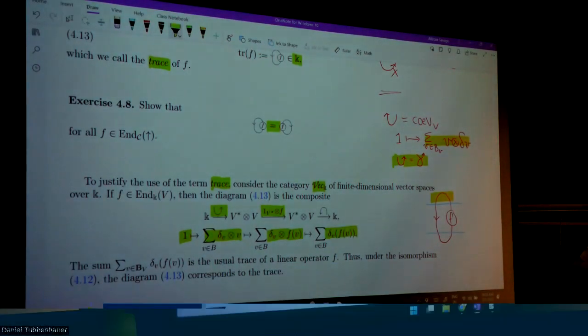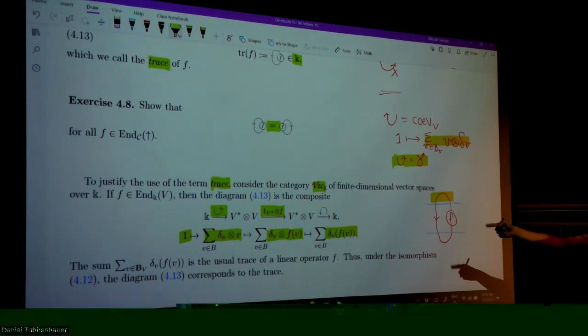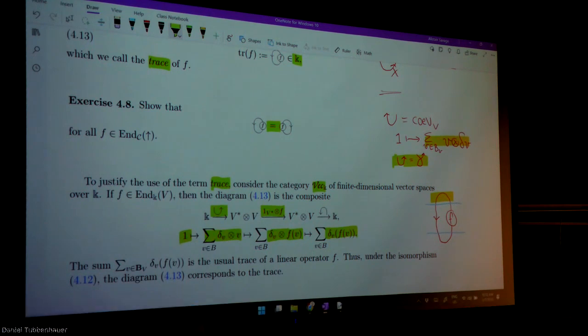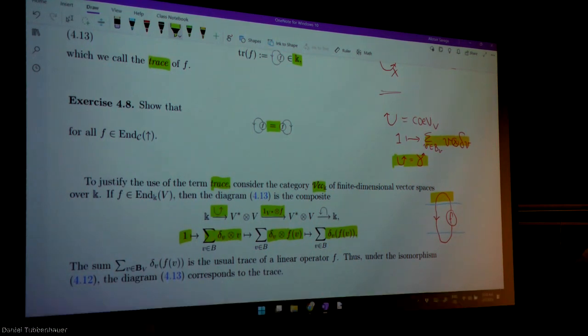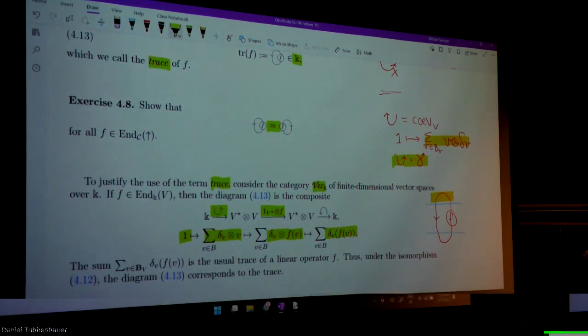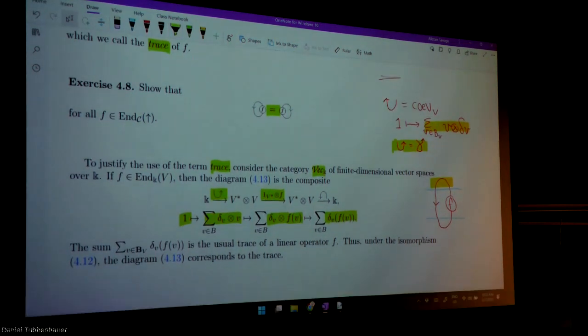That's exactly the trace. So if you pick a basis and you write your F as a matrix, it's the sum of the diagonal entries, right? It's the usual trace. So under our isomorphism of endomorphisms of the unit with the ground field, this bubble is exactly the trace. You know, technically it's the endomorphism of the unit that's multiplication by the trace, right? But under our identification, it corresponds to the trace.